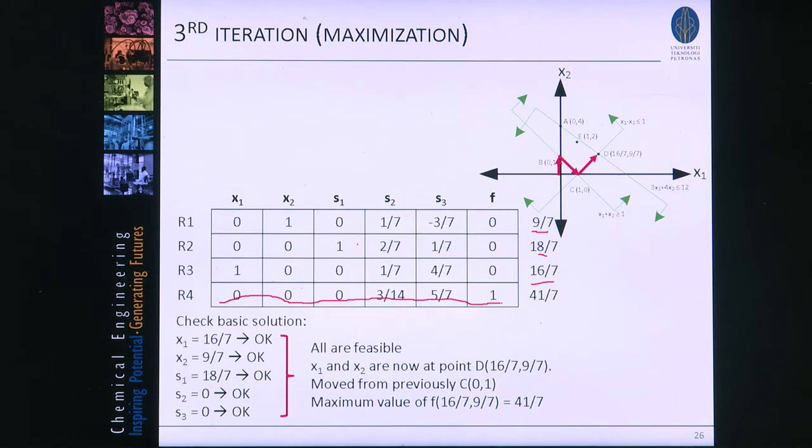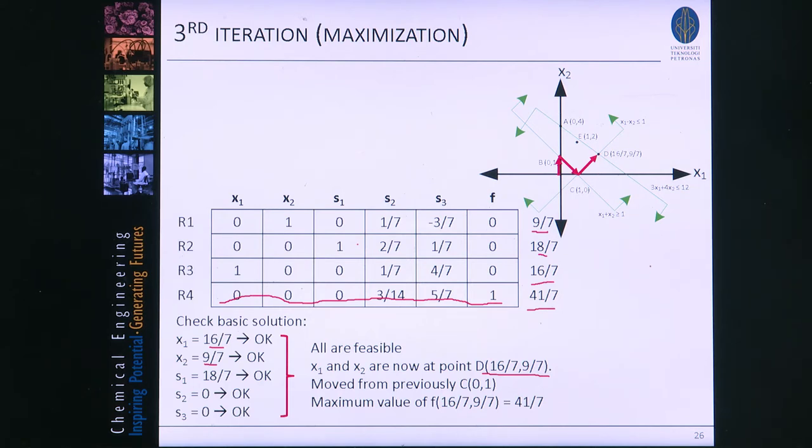So that means we stop the iterations, and this f value, 41/7, is our result, the solution for the objective function, which corresponds to point D over here, the x1 and x2. So this proves that with simplex we can come up with the same solution as in the graphical solution, that point D is the maximum.